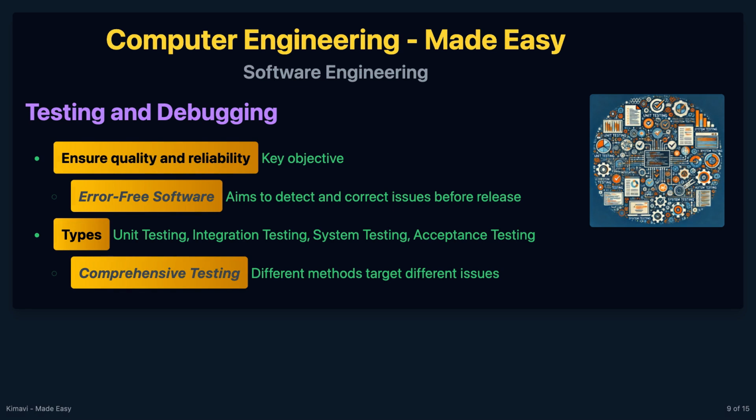Testing and debugging are critical activities in the software development process to ensure the quality and reliability of the software. There are different types of testing, including unit testing, integration testing, system testing, and acceptance testing.